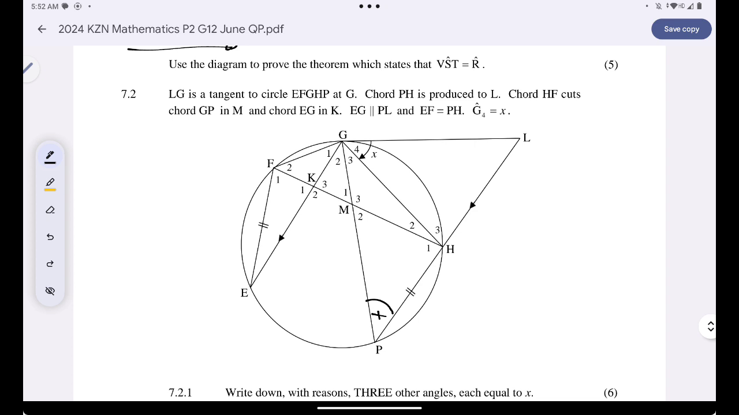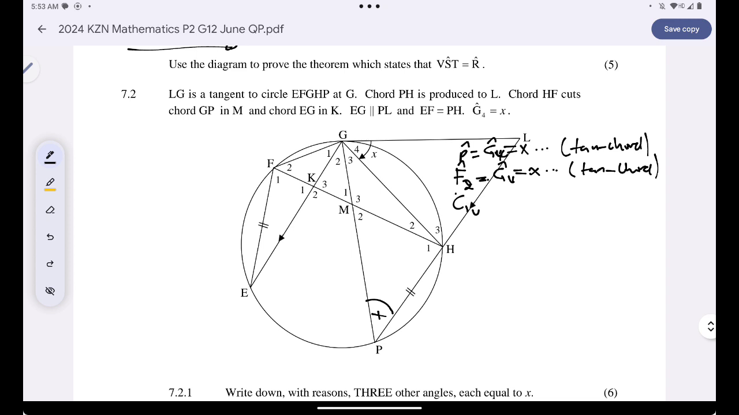Right, together. So I can simply say angle P is equal to angle G4, which is X, tan-chord theorem. And you can simply state that angle F2 is also equal to G4, which is X. Same reason, tan-chord theorem.